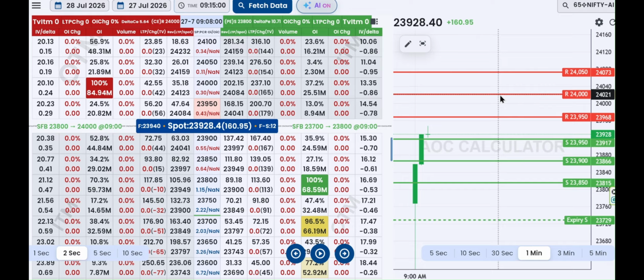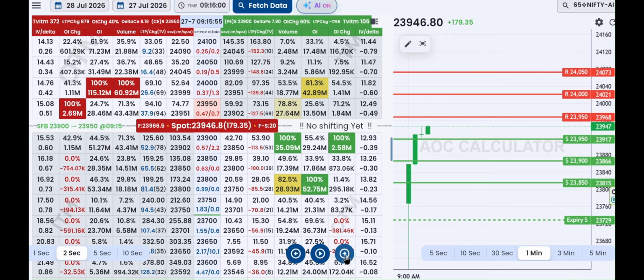This example is from 27th July 2026. In the morning, before the market opens, you can observe that both volume and OI change are zero because the market has not started yet. Once the market opens, the system starts updating the volume and OI change values in real time. Now let's observe the data.